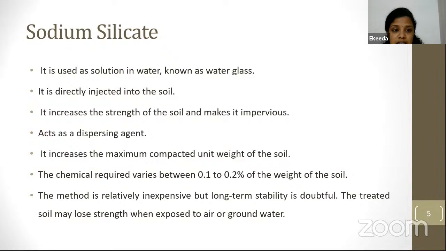And sodium silicate is used as a solution in water, also called water glass. It is directly injected into the soil. It increases the strength of the soil and makes it impervious. It increases the maximum compacted density of the soil. The chemical required varies between 0.1 to 0.2%.